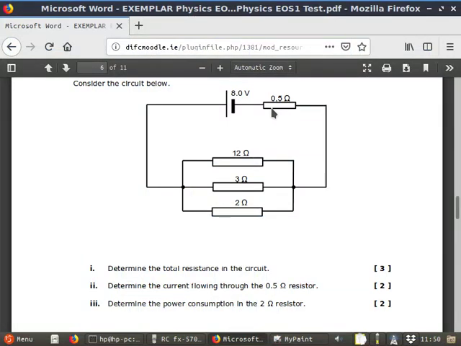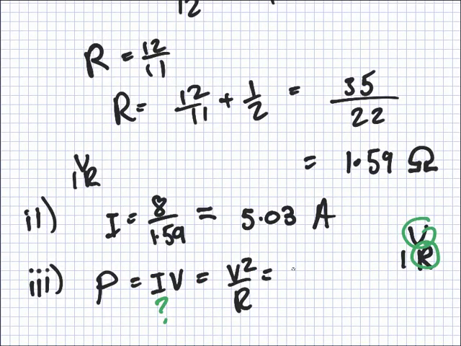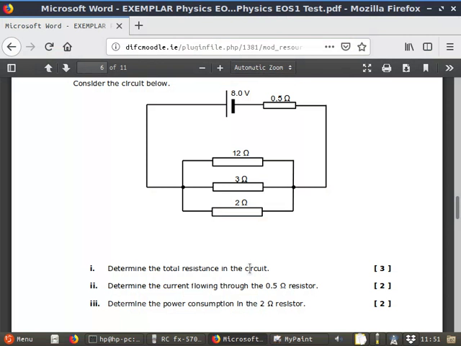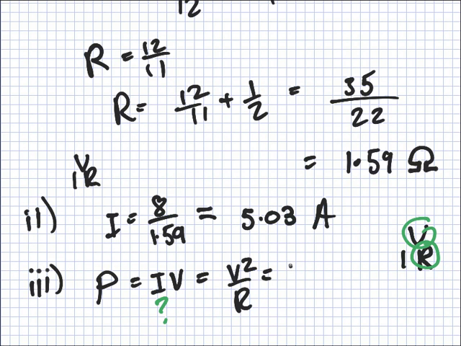So if you look up the top here, what's the voltage? The voltage is IR. And what's the I? We worked it out, 5.03, and the R is 0.5. So can you just do 5.03 times 0.5? What do you get? 2.51. Okay, now that's the voltage up here. And this voltage and this voltage must add together to make 8. So if you do 8 minus that, what do you get? 5.48. Okay, square it, and then divide by 2. 17.08. So that's 17.1 watts.